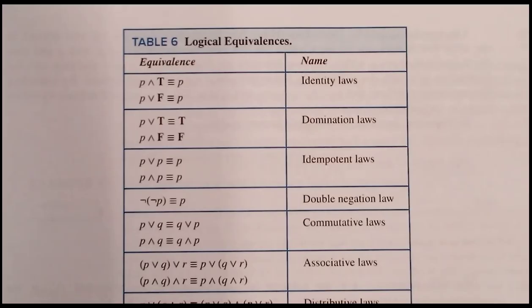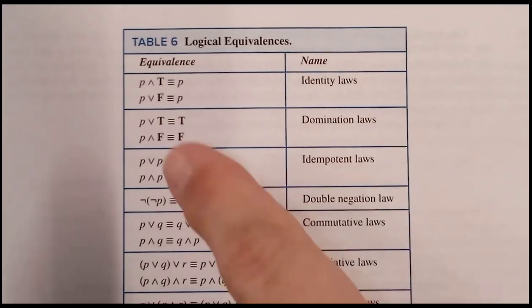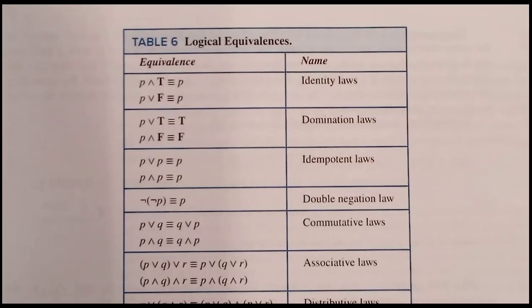If I have an or with something true, then I don't care what the other piece does, because or only requires one of them to be true. The right side is true. It dominates the other side. It doesn't care. Wipes it off. Same thing with a false and an and.